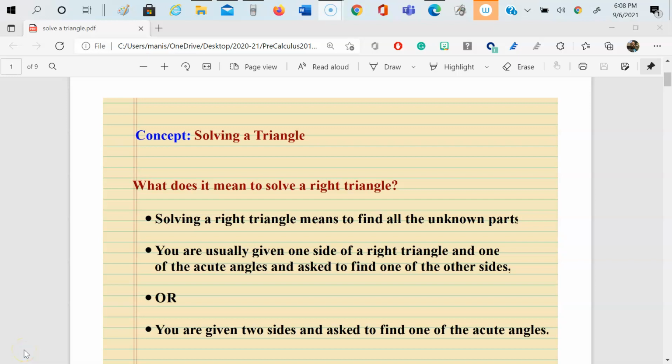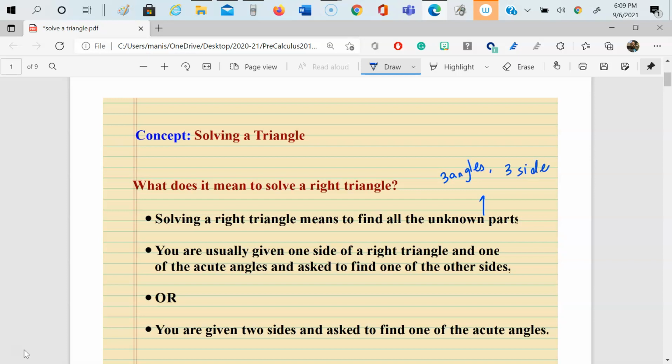Our concept of the day is solving a triangle. So what does it mean to solve a right triangle? Solving a right triangle means to find all the unknown parts. In our triangle there are three angles and three sides.